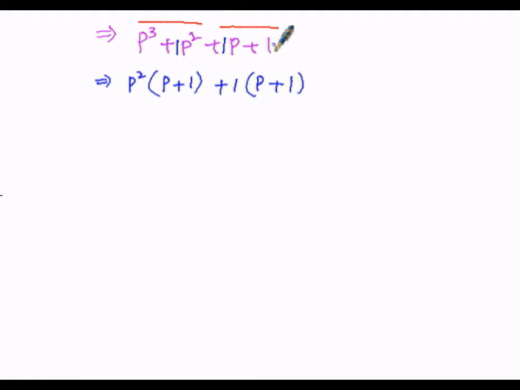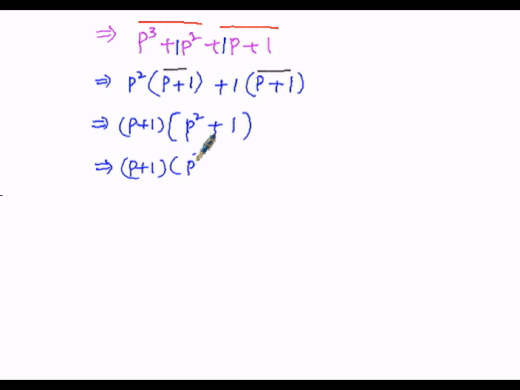Then now, in these 2 terms, that is p square into p plus 1 plus 1 into p plus 1, the common factor is p plus 1 once again. When p plus 1 is taken out as common, only p square is left over within the brackets, plus in the second term, when p plus 1 is taken out as common, 1 is left over within the bracket. So it can be written as p plus 1 into p square plus 1.